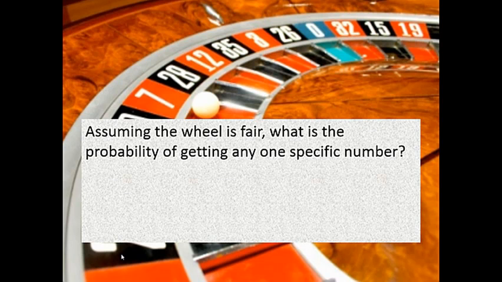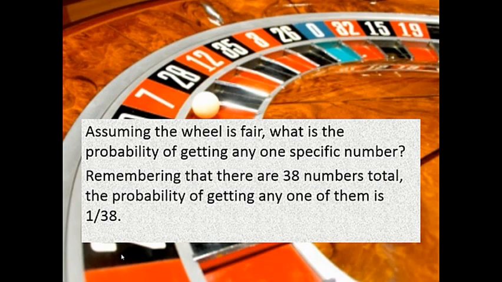Assuming the wheel is fair, what is the probability of getting any one specific number? Since there are 38 numbers total, and they all are equally likely to occur, the probability of any one number is 1 out of 38.